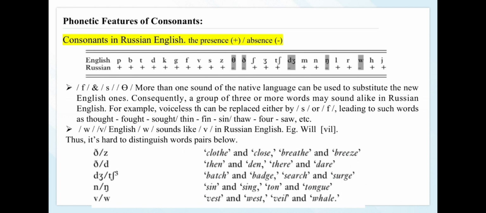Phonetic features of consonants. For example, there is no big difference between the dental fricatives and s or z. So, thought may be pronounced sought or fought. Thing may be pronounced sing or fing. Another pair, w and v. For example, wheel may be pronounced veal. So the pairs like clothes may be pronounced close. Breeze may be pronounced brees.